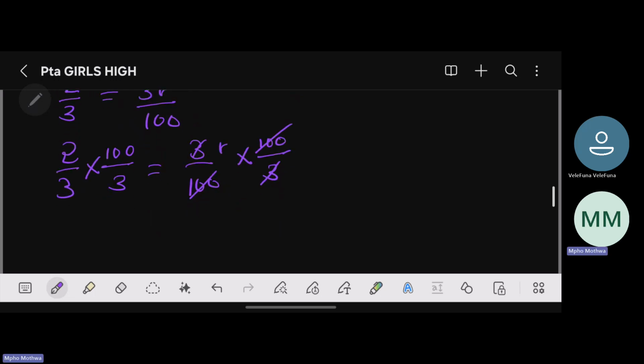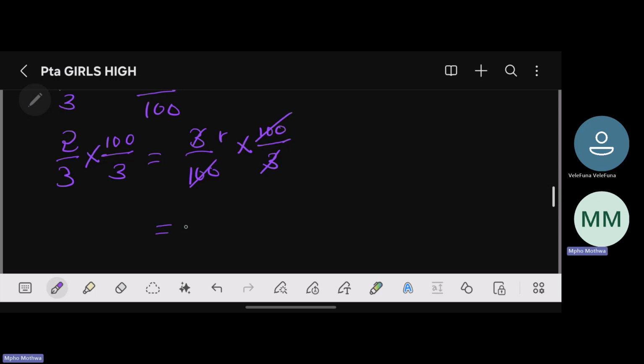You know that, right? Yes, sir. Now here is your R. Then you can press this one on the calculator. If you cross multiply, there's nothing that cancels like this. So you just put it on the calculator, and then how much do you get when you put it on the calculator?